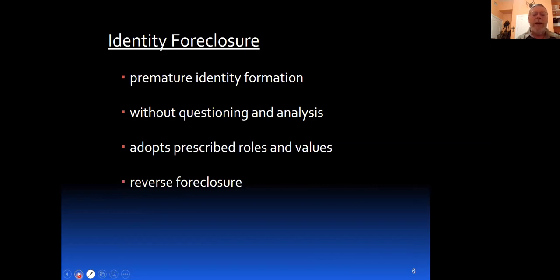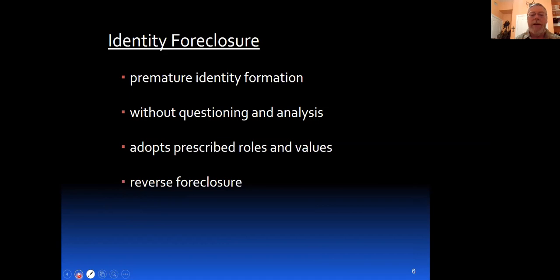The problem, though, with identity foreclosure is the person is simply taking on the goals, attitudes, beliefs of others without really thinking them through and testing them as to whether they really want those. So the danger with identity foreclosure then is that the person later on begins realizing that those things are truly not their values and goals. And this may precipitate an identity crisis later on. And I'll give you an example.